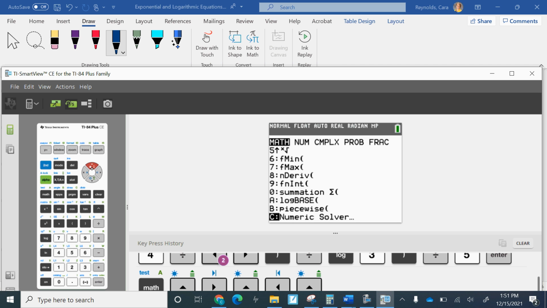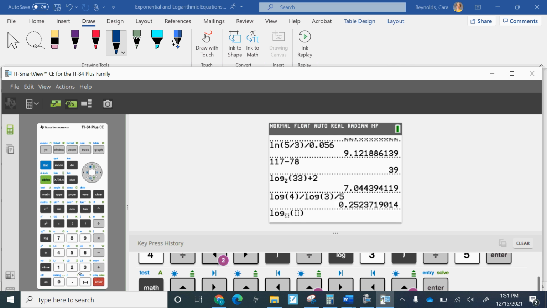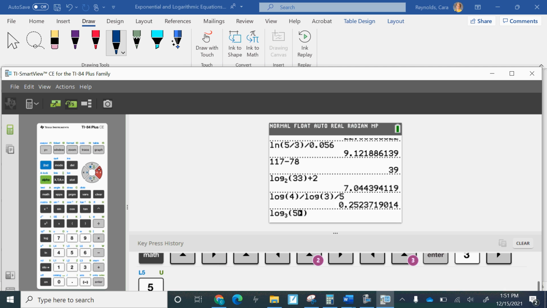Goodness gracious. Here we go. Sorry. Can't get my button. Push the right buttons here. Log base. And we have log base 3 of 4. And then we divide that.